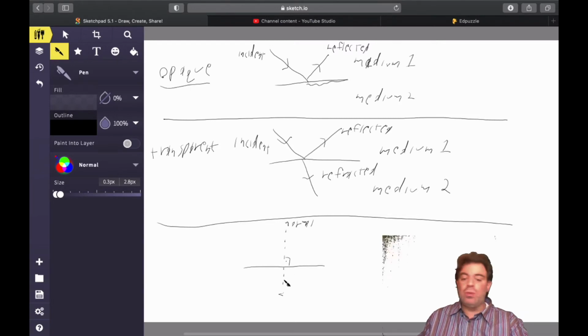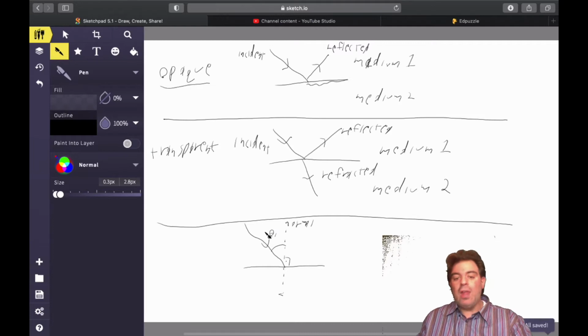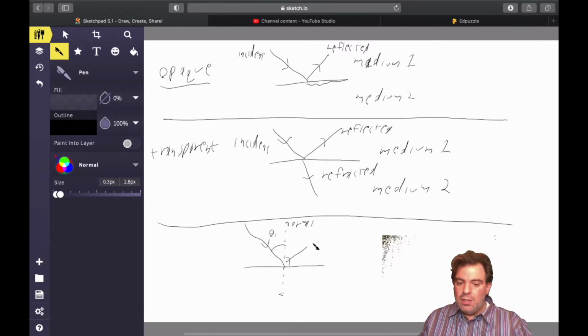It's always perpendicular to the surface, so it's 90 degrees. The law of reflection simply states the following: let's say we have an incident light ray, and it's going to form an angle with the normal. Again, it's always with respect to the normal. So theta i, the angle of incidence, is always going to be equal to theta r, the angle of reflection.